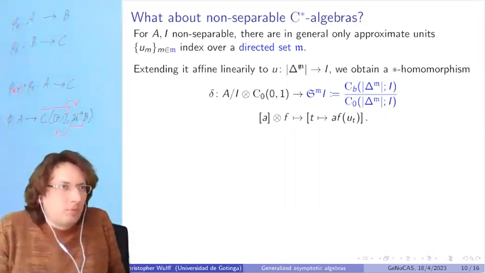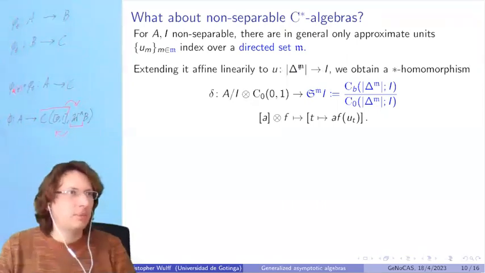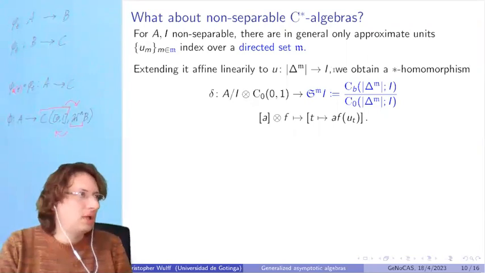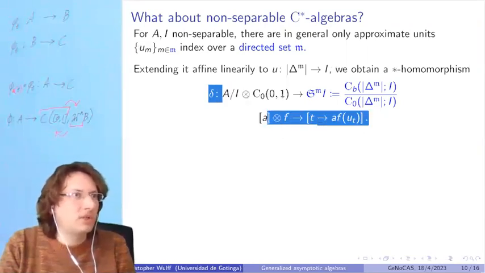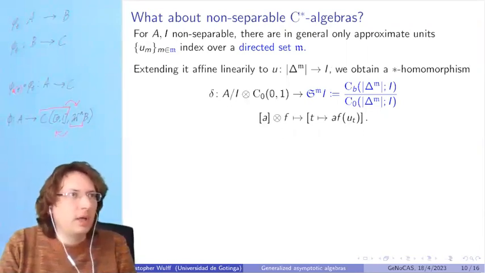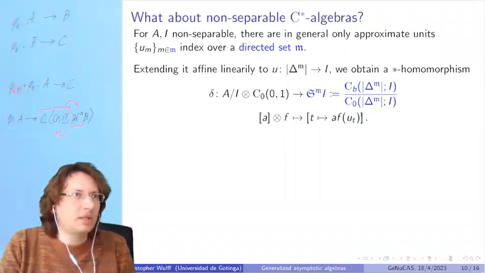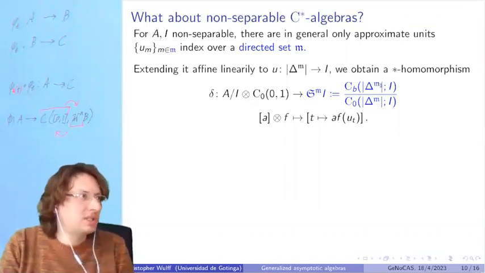So we've got this possibly infinite dimensional simplex whose vertices are the elements of the directed set M. We know the u_m at every vertex, and now we do a linear interpolation between them. And then using exactly the same formula as before, this formula here, we can now define a star homomorphism from A modulo I tensor C0 of (0,1) here, but now not into the asymptotic algebra, but into something which I call the simpletonic algebra. So now this T is an element in this infinite dimensional simplex here. And what we get here is the bounded continuous functions on this infinite dimensional simplex with values in the ideal I modulo the C0 functions. And this quotient is what I call the simpletonic algebra, because it's modeled after simplices and it's similar to the asymptotic algebra.